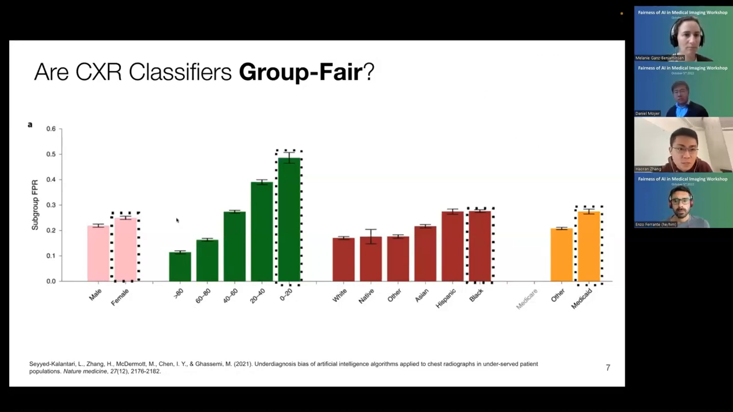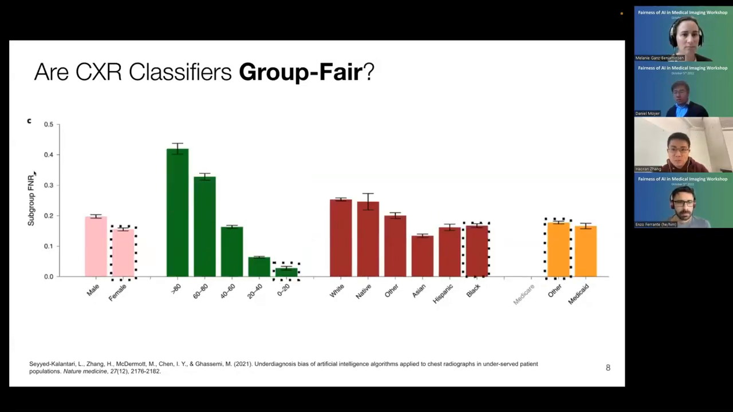And similarly, we can examine the false negative rate, which you might call overdiagnosis, and we find basically the opposite pattern, where we have higher overdiagnosis for the other groups. Okay, so this is a fairly simple result that was worth a Nature Medicine paper apparently, but how can we dig a bit deeper into this?